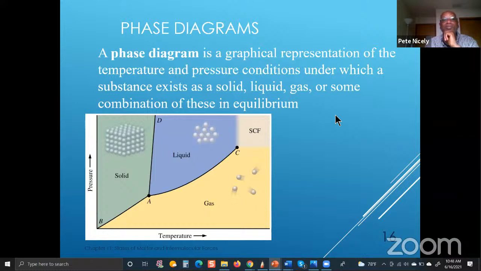So let's move on now to a discussion. Oh, you know what? Let's stop here because it's now 10:48. So what we're going to do is talk about phase diagrams when we get back at 11 o'clock.